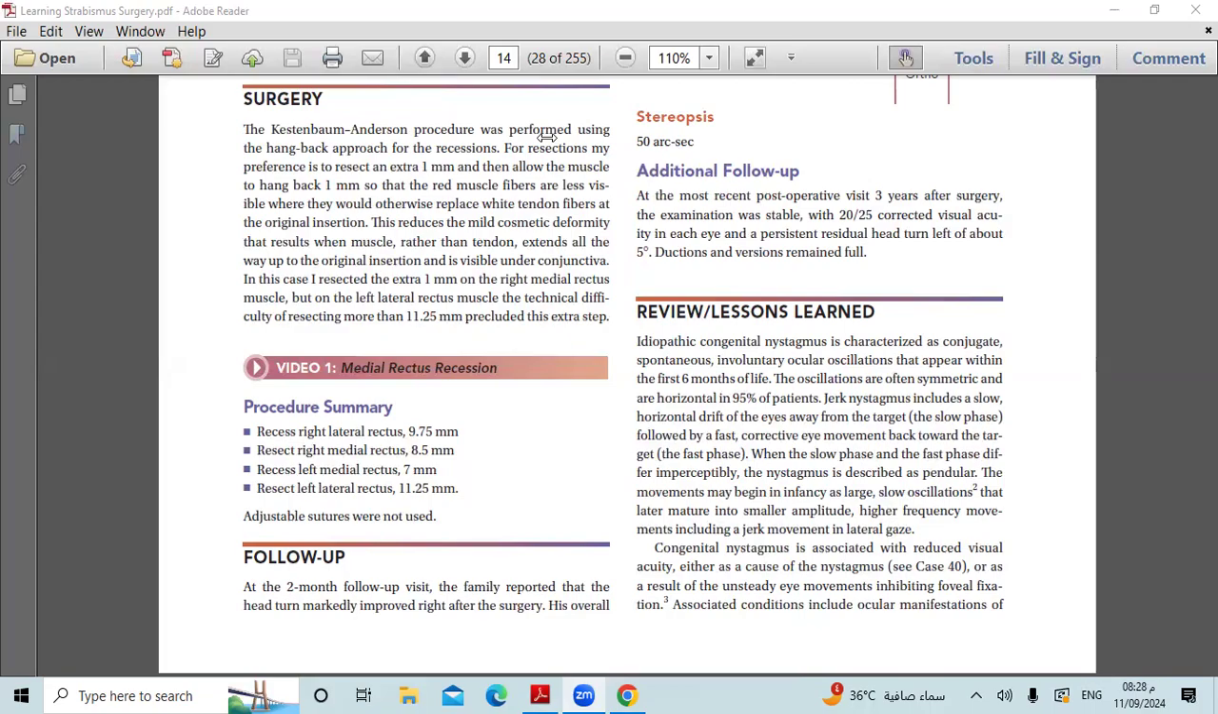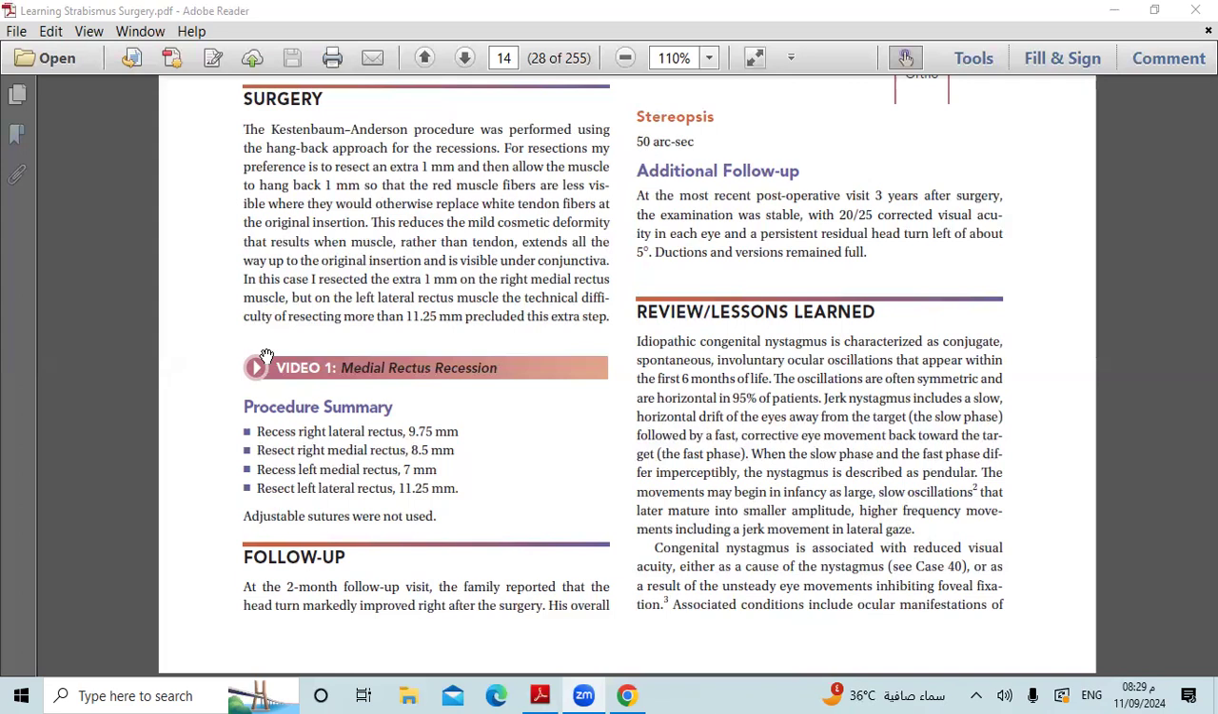Review lessons learned. Idiopathic congenital nystagmus is characterized as conjugate, spontaneous, involuntary ocular oscillations that appear within the first 6 months of life. The oscillations are often symmetric and horizontal in 95% of patients. Jerk nystagmus includes a slow horizontal drift of the eyes away from the target, the slow phase, followed by a fast corrective eye movement back towards the target, the fast phase. When the slow phase and the fast phase differ imperceptibly, the nystagmus is described as pendular.